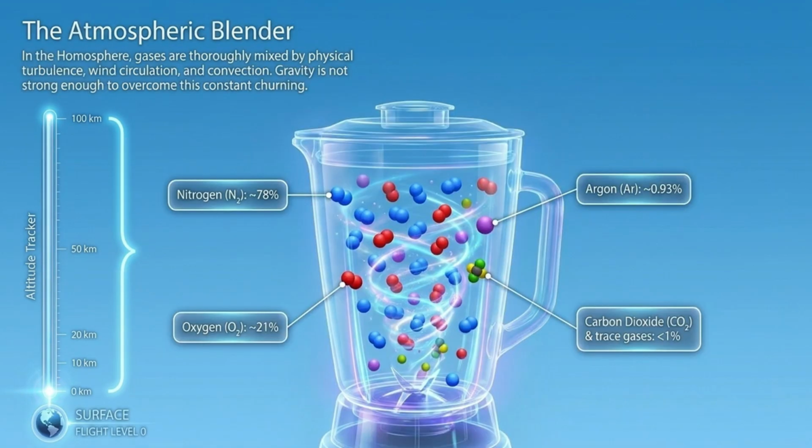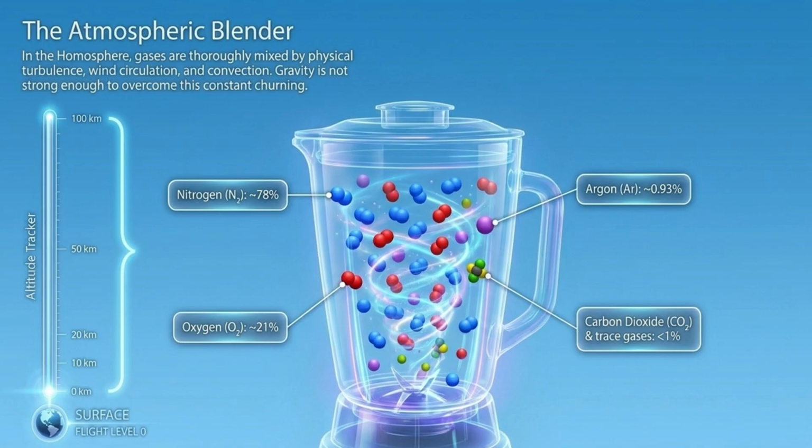Think of the homosphere as a huge atmospheric blender. Just like a blender continuously mixes different ingredients together, the atmosphere also continuously mixes its gases through turbulence, wind circulation and convection. Because of this constant mixing, the major gases maintain a relatively uniform composition throughout the homosphere.